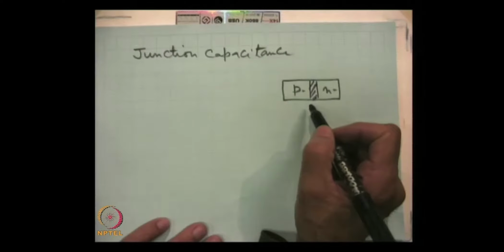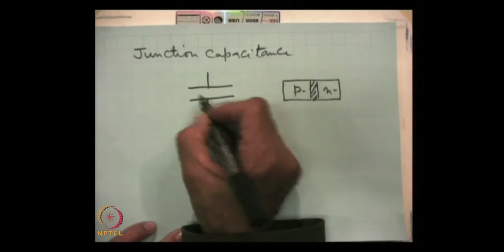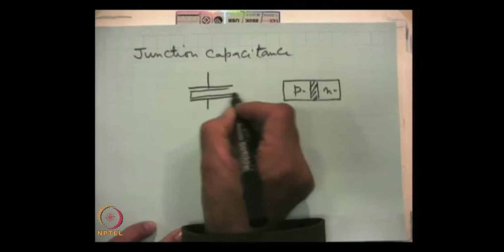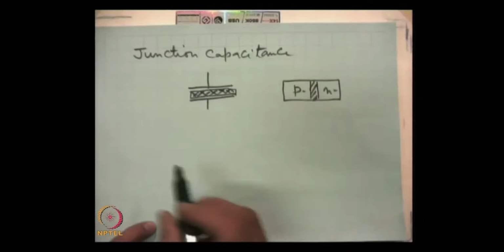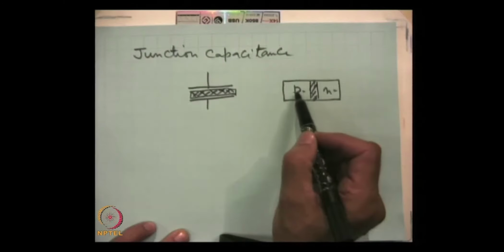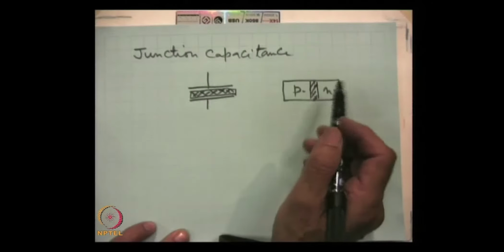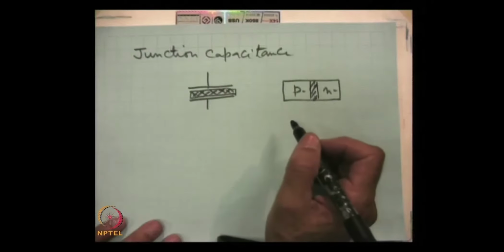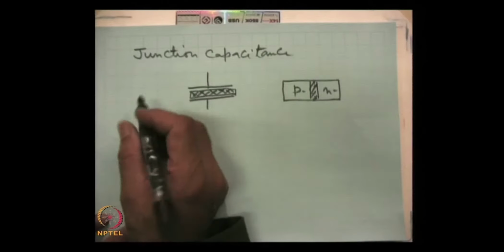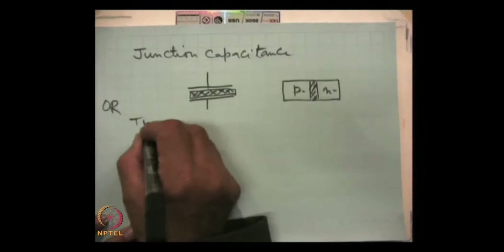So, this is almost like a parallel plate capacitor. What happens in a capacitor? These are two conducting plates separated by a dielectric. Dielectric is a high insulator. So, this is the insulator, and this is equivalent to the two conducting sides, and hence the PN junction must have a capacitance, and this capacitance is called junction capacitance or transition capacitance.